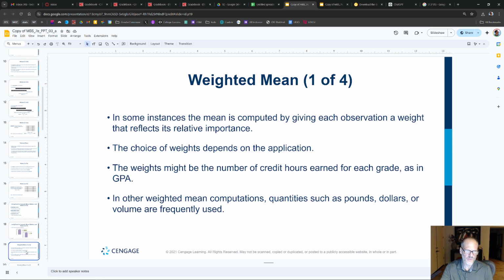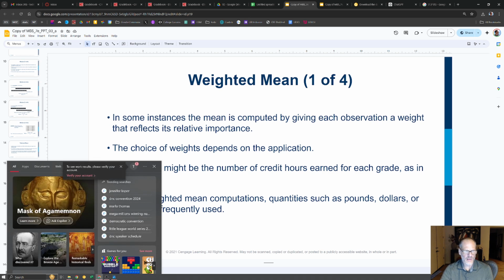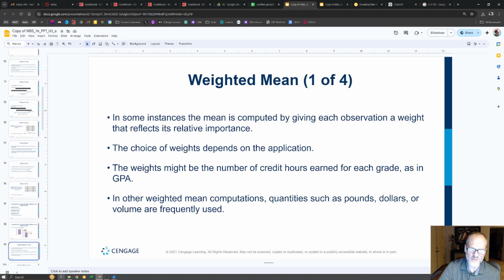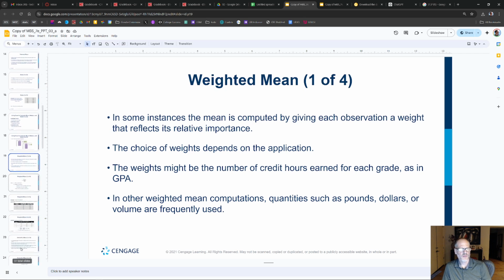The weighted mean, we talked about this. In some instances, the mean is computed by giving each observation a weight that reflects its relative importance. The choice of weights depends upon the application. The weights might be the number of credit hours earned for each grade, as in GPA. In other weighted mean computations, quantities such as pounds, dollars, or volume are frequently used, depending upon what you're dealing with. Again, think of those black beans, price per pound.